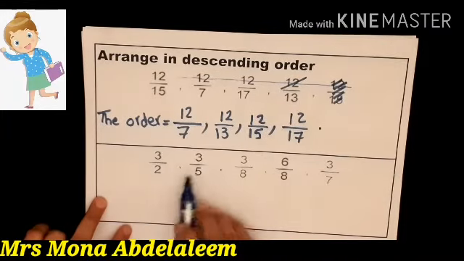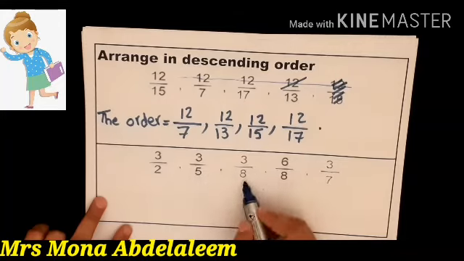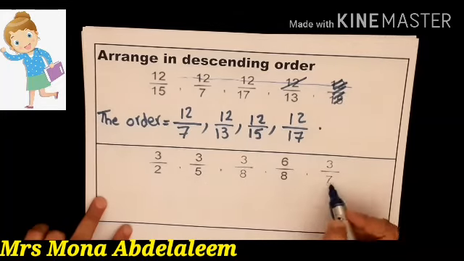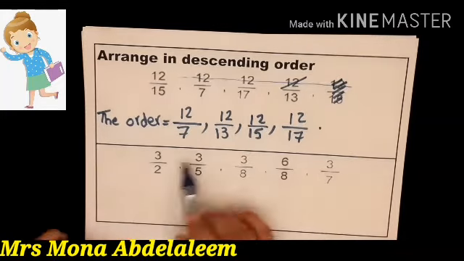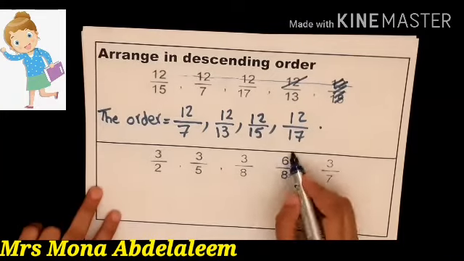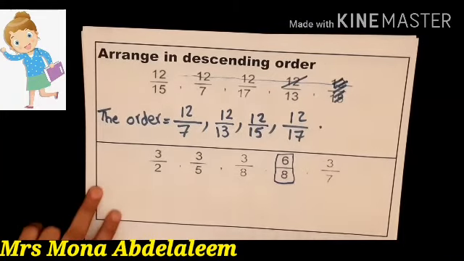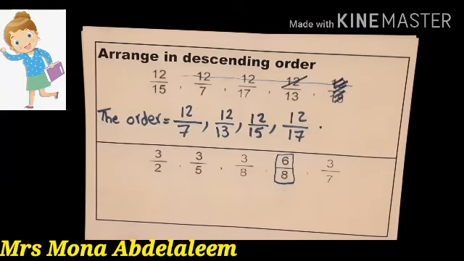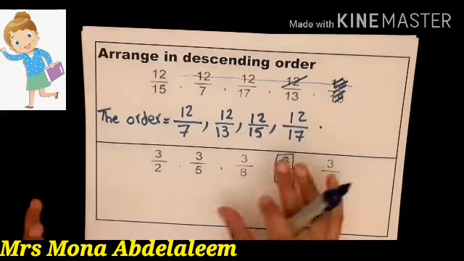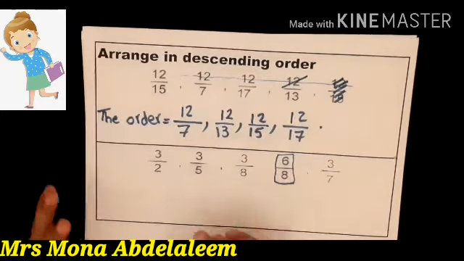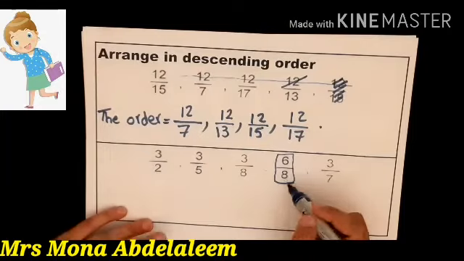3 over 2, 3 over 5, 3 over 8, 6 over 8, 3 over 7. ايه ده يا مس؟ ده الدينومينيتور كله the same without this fraction. جود. سمع حد بيقول يا مس 6 over 8 not in simplest form. خلي بالكم احنا هنتفق اتفاق ان الفراكشن put in simplest form. اول ما تلاقاه not simplest form لازم اعمله.